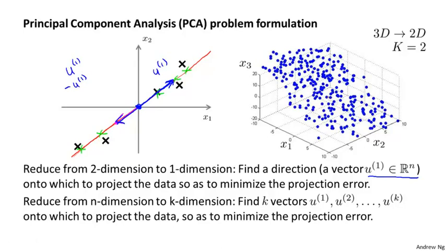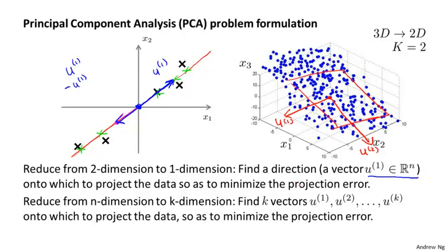I'm going to find a pair of vectors, so starting from the origin, here's u1, and here's my second vector, u2, and together these two vectors define a plane, or a 2D surface, right? Kind of like this sort of 2D surface onto which I'm going to project my data.